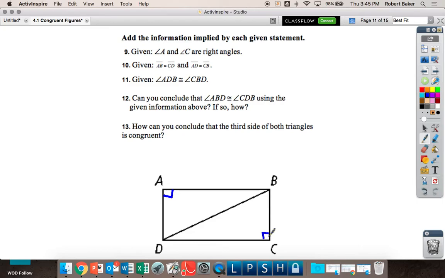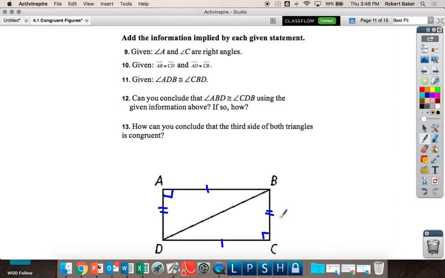Number 10. AB is congruent to CD. Well, let's see. How do I do that? You write the hash mark there on both. Mark. Make sure you're marking the right thing. Nailed it. And AD is congruent to CB. You put two marks. Mark. So pretty tough stuff here.